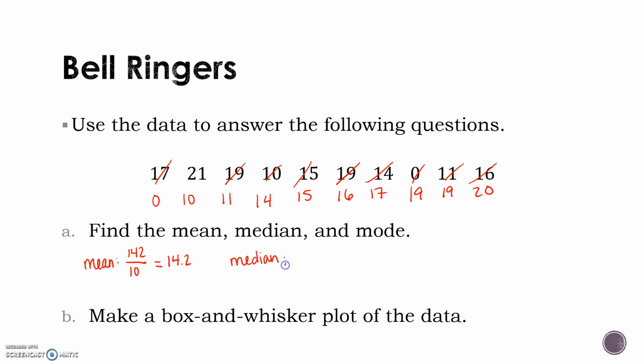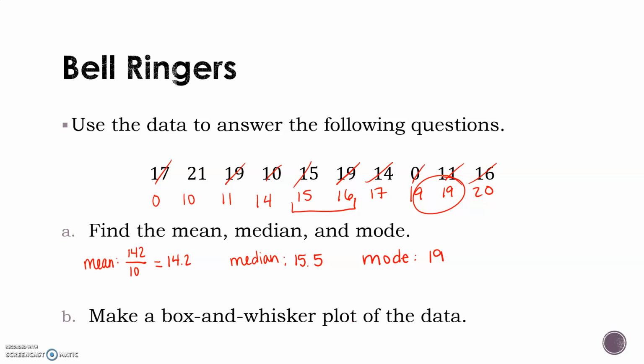So my median is just going to be the number that's in the middle. If I count in toward the middle, that would be these two numbers. And so I have to average those. Add them together, divide by 2, and I get 15.5. Mode: 19, because it's the only one that repeats.